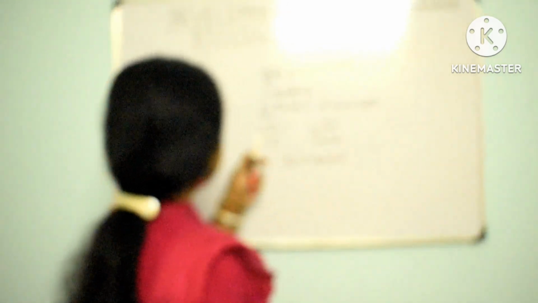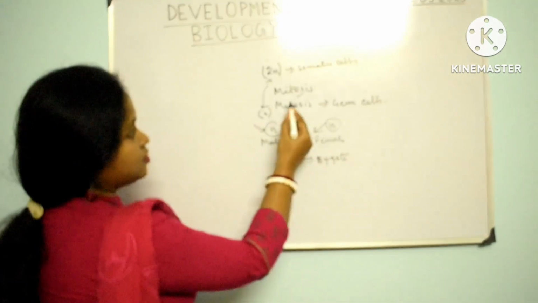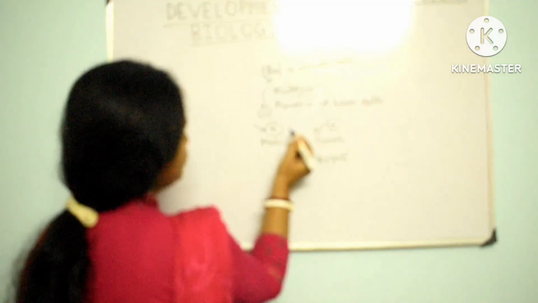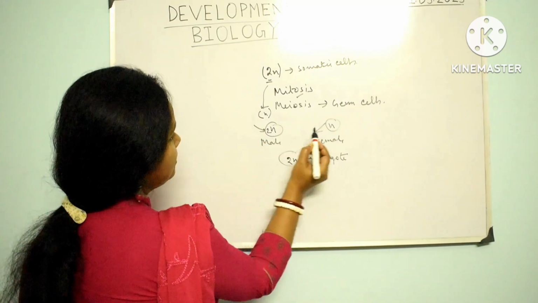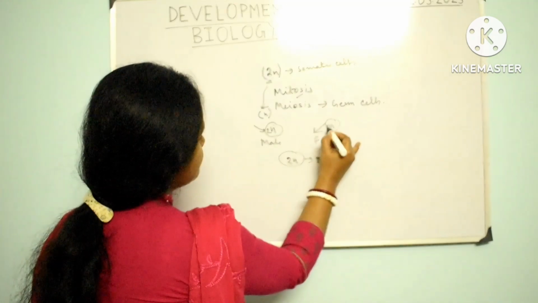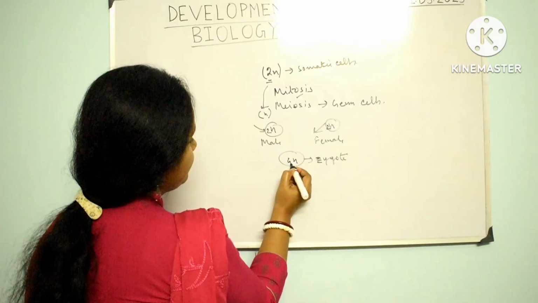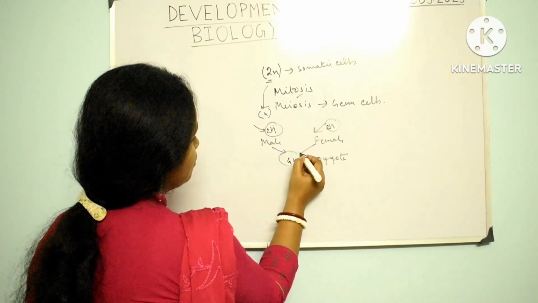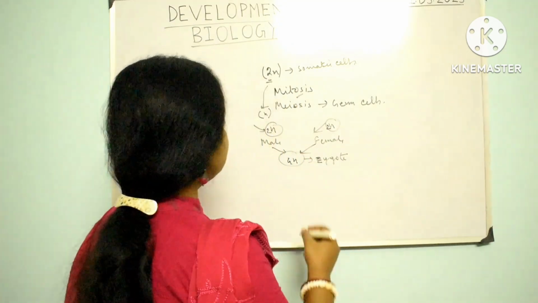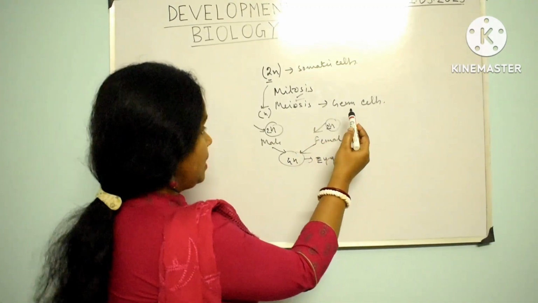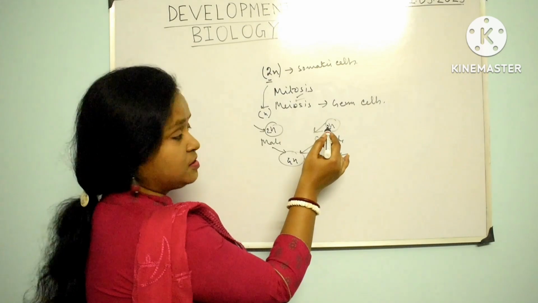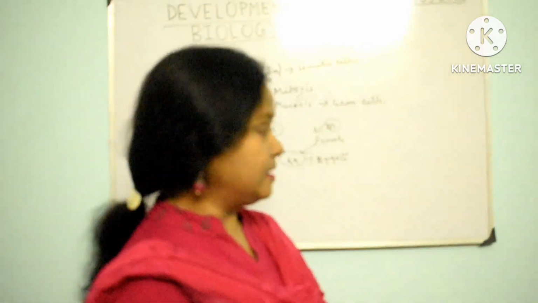If this meiosis or reductional division did not occur, then what would happen? This one is also 2n, this one is also 2n, and the zygote would develop as 4n, which is not possible. So this reductional division, meiosis, is needed at the time of formation of the germ cells in both parent bodies.